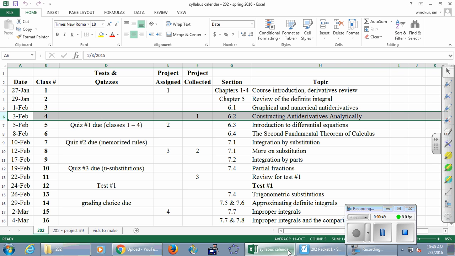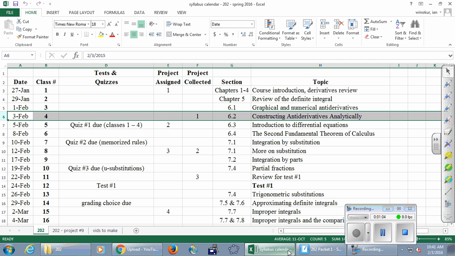Okay, project number 1 is officially due right now at this moment. If it's in the folder, then it is on time. If it is not in the folder right now, it is late. I will take it late, but there are penalties associated with it. You want to get it turned in as soon as you can, even if it's late.